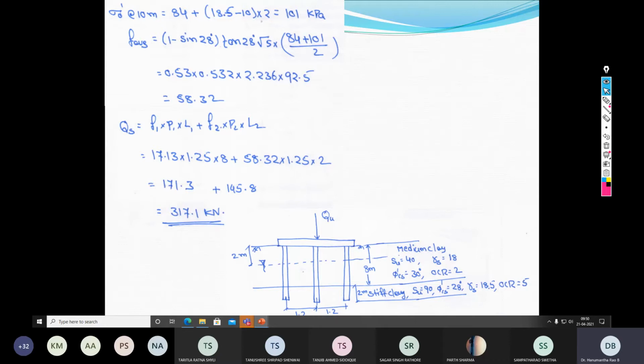So now we have covered almost all the three methods of the skin friction capacity: alpha method, beta method, and gamma method. At some other instance, we did discuss and demonstrate how to utilize alpha method, beta method, and gamma method. So in the exam, there should not be any kind of confusion to you.